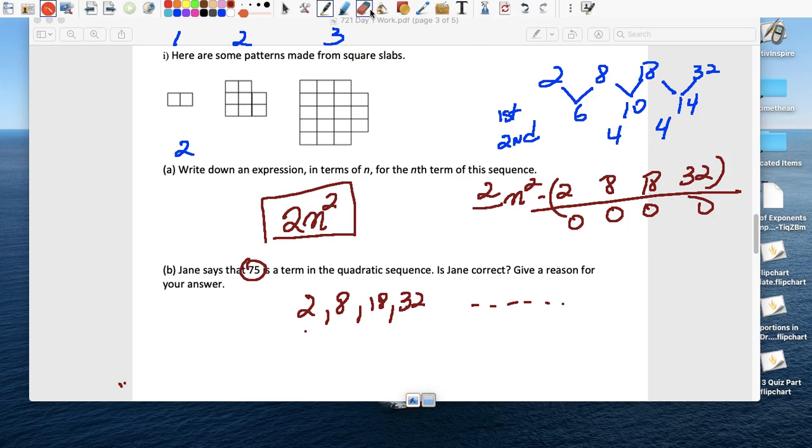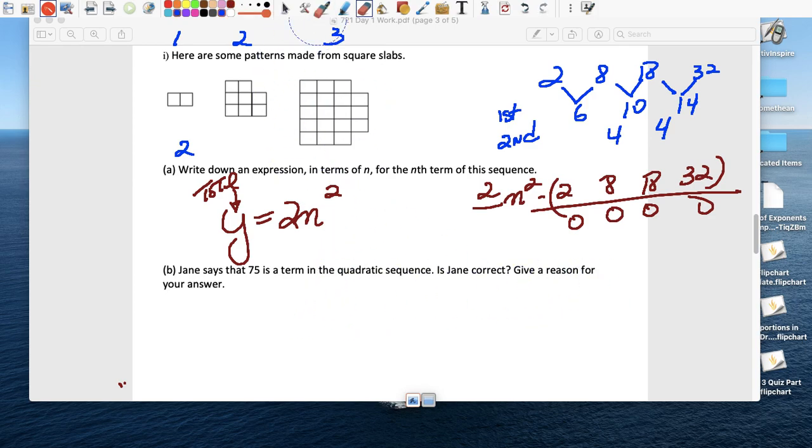So remember, that's the nth term, but you can write the nth term in this way: y equals 2n squared, which represents the total number of tiles, total number of little squares. So they're saying that when the total number of squares is 75, what is n? And that's what we just did. We would try and look for the value of n. The 8th term, the 9th term, the 10th term, etc. But in this case, there wasn't one.